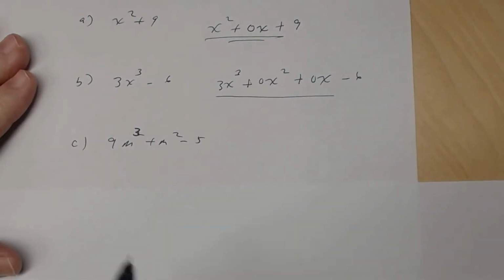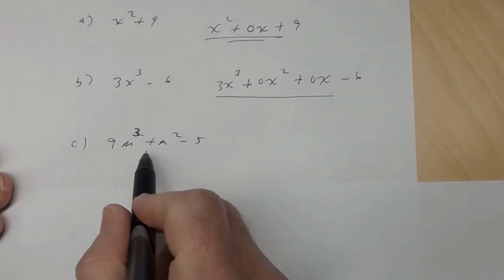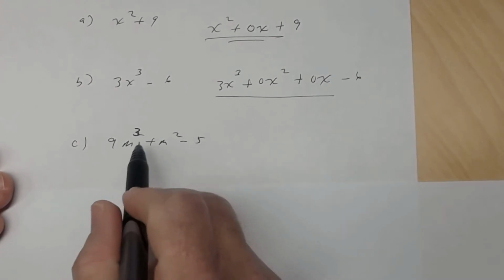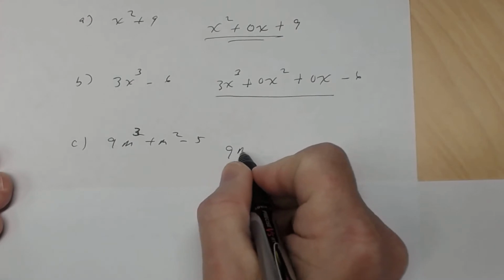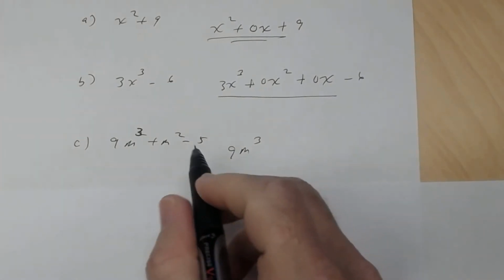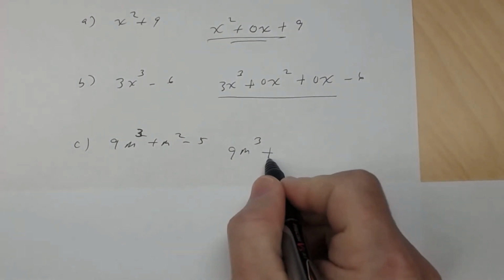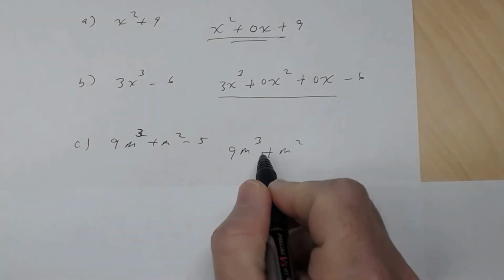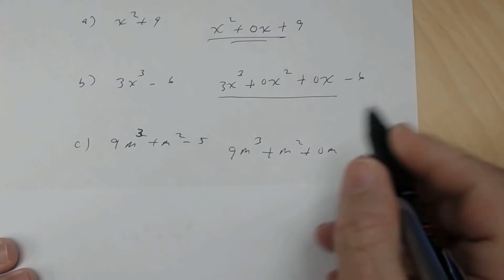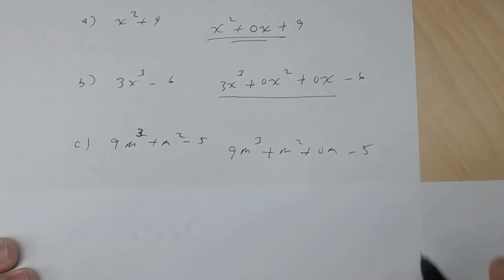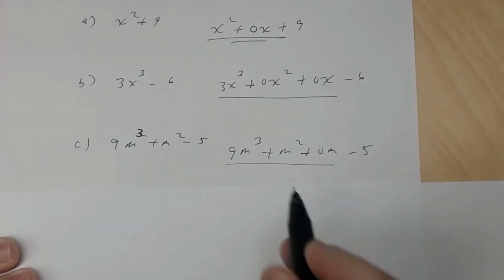Okay, so here we have 9m cubed plus m squared minus 5. All right, so the largest exponent I see is 3. So I'm going to say 9m cubed. The next one would be m squared, which I do have. So plus m squared. The m term is missing, so I'm going to say plus 0m. And then your constant term is always written last.